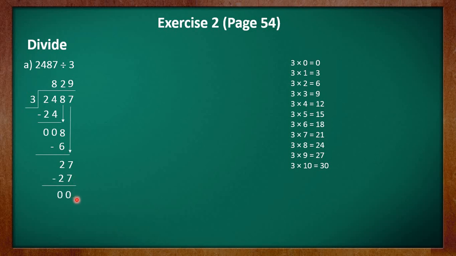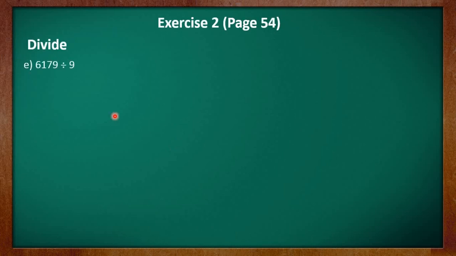And now we do not have anything remaining in our dividend to divide by 3. So that means we have divided 2487 by 3 completely. So this gives us our final answer: the quotient is 829 and the remainder is 0. So you may simply say that the answer of the division of 2487 and 3 is 829. Let's now take a look at the E part of this exercise.